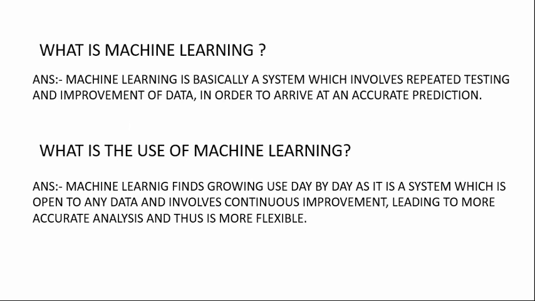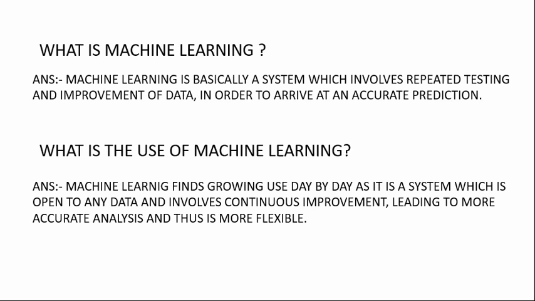So, what is machine learning? Machine learning is basically a system which involves repeated testing and improvement on the data we are given, in order to arrive at an accurate prediction. One major advantage of this system is that it is flexible to a wide range of data. You give it any data, it will take a lot of time, but it will arrive at an accurate prediction, which compared to a basic model will be better.